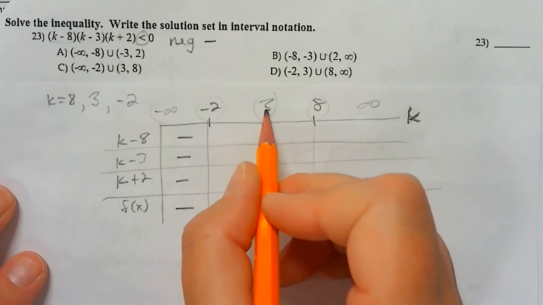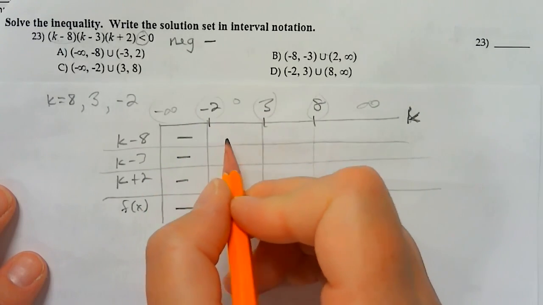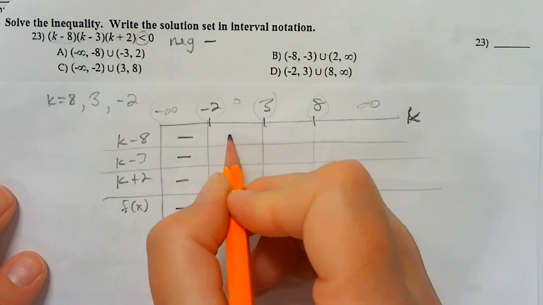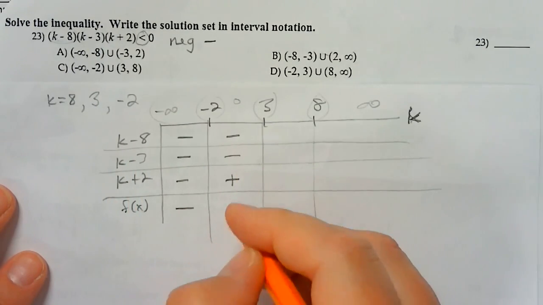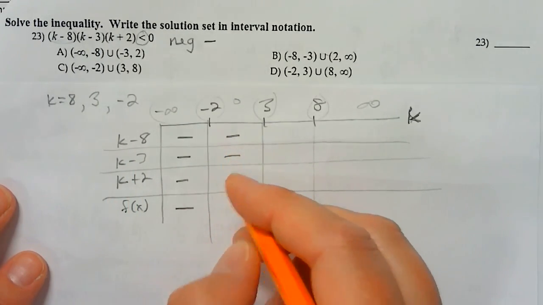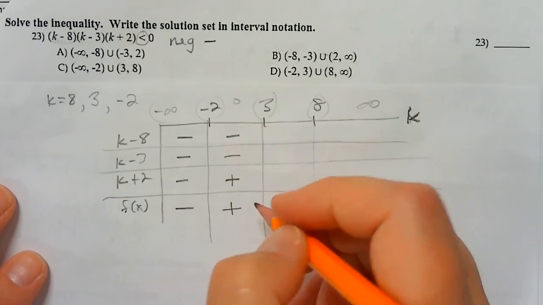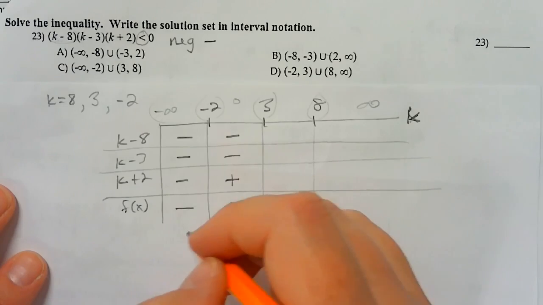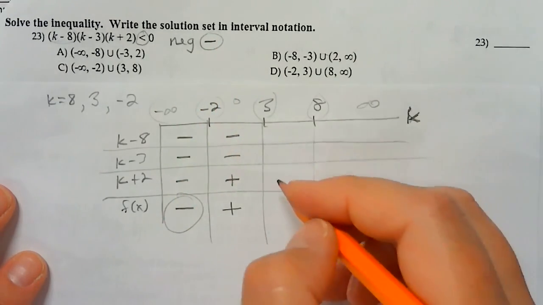But when I get between -2 and 3, that little 0 is in there, so I'm going to test 0. 0 minus 8 is negative, 0 minus 3 is negative, but 0 plus 2 is now positive. So negative times a negative times a positive is a positive. I want positive. So I'm not going to include this region. This is a winner. This is not, because I wanted negative.